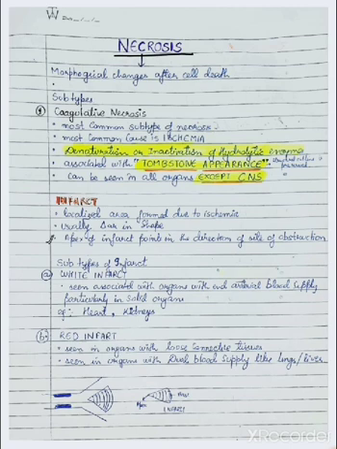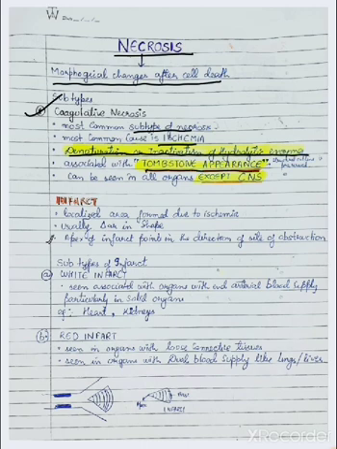Today's topic is necrosis. Necrosis means morphological changes after cell death. Subtypes are coagulative, the most common subtype of necrosis. Most common cause is ischemia, and coagulative necrosis happens because of denaturation or inactivation of hydrolytic enzymes. It is associated with a tombstone appearance, meaning the structural outline is preserved, and can be seen in all organs except CNS. So, coagulative necrosis is seen in all organs except CNS.